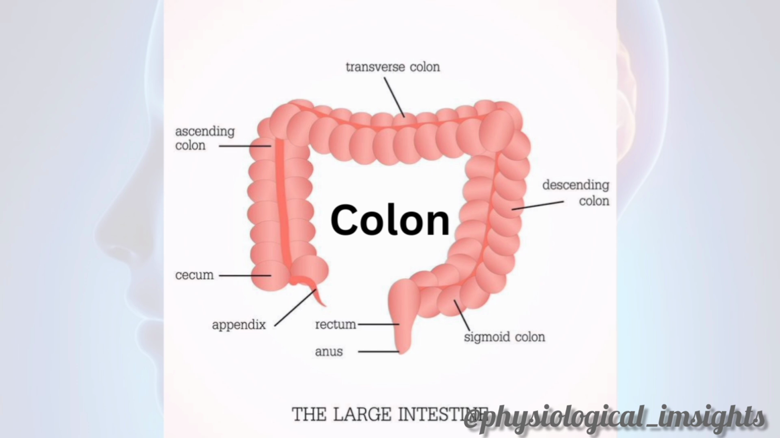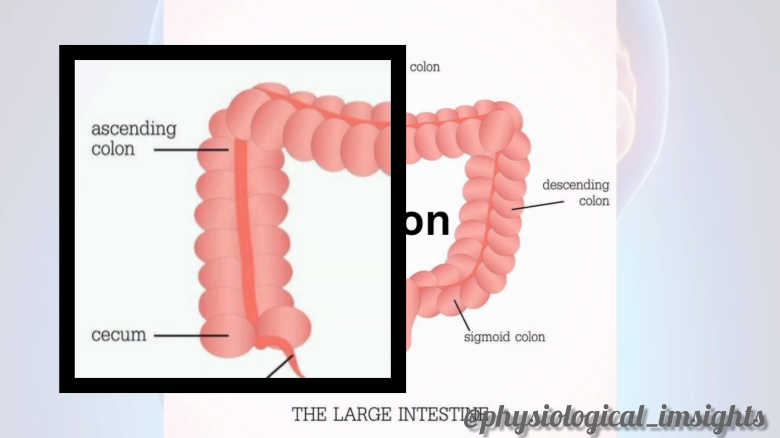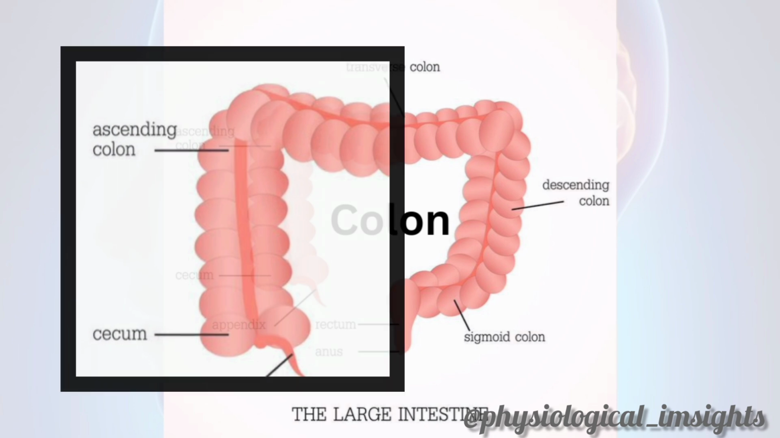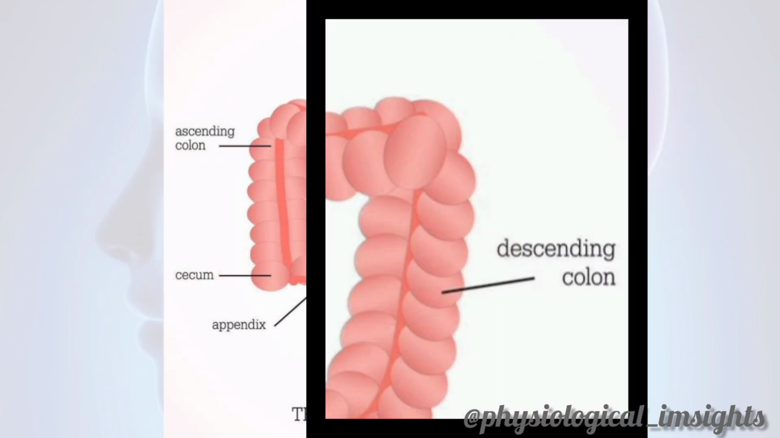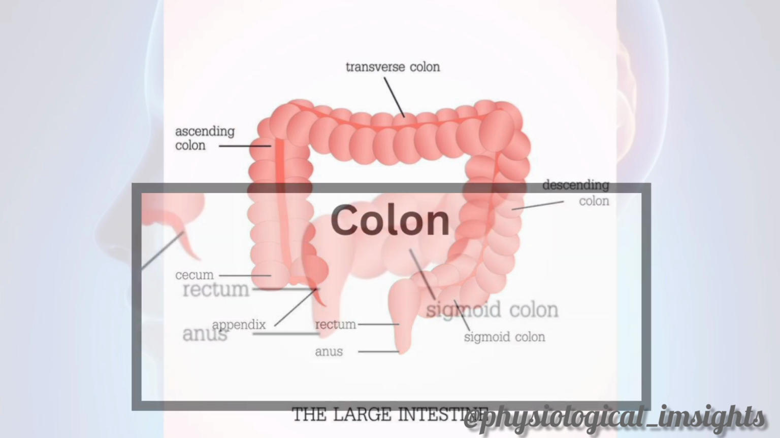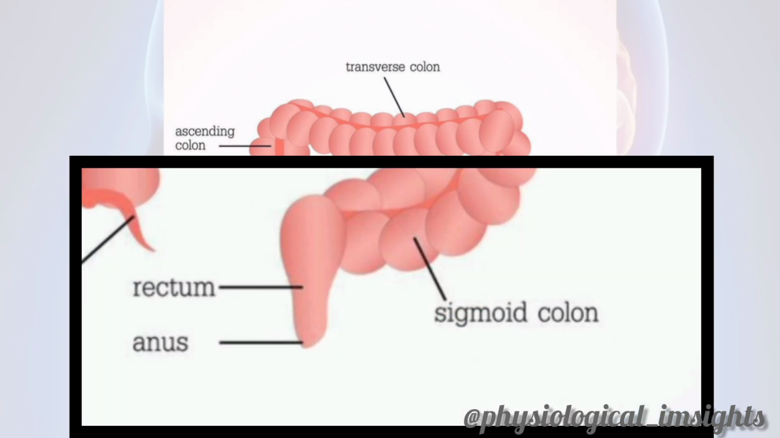The first part of the colon where the small intestine is connected is called the cecum. From the cecum it moves to the ascending colon, to the transverse colon and then to the descending colon. From there, it moves to the sigmoid colon which is connected to the rectum where feces are stored before excreting them out of the body, through the anus.